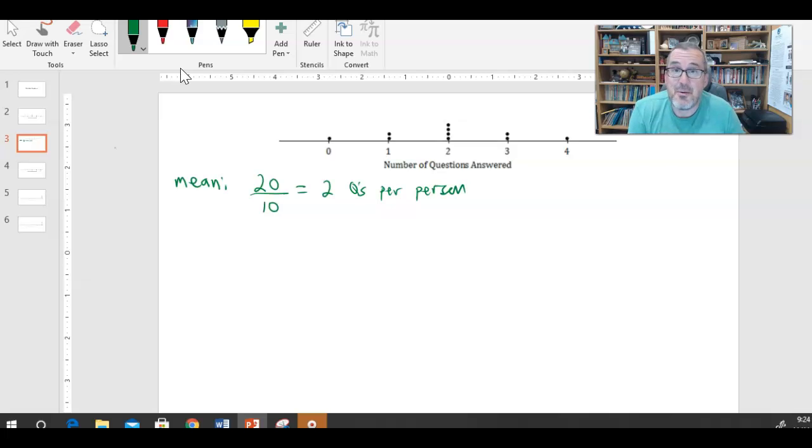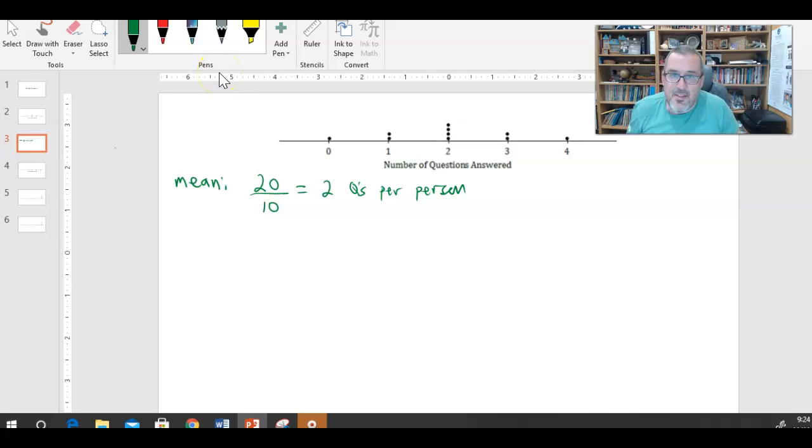So again, just thinking about what average means, if everybody answered the same number of questions, it would have been 2. 2 questions for each of the 10. 2 times 10 is 20. That would have still given me 20 questions answered. But in reality, it wasn't 2 for everybody. It was 1 zero, 2 ones, 4 twos, 2 threes, and a 4. Still 20 questions answered. But on average, 2 questions per person.